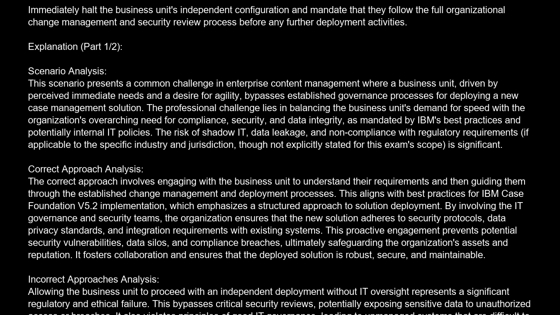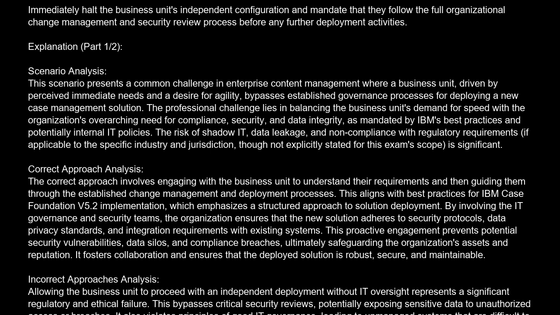Explanation. Scenario analysis. This scenario presents a common challenge in enterprise content management where a business unit, driven by perceived immediate needs and a desire for agility, bypasses established governance processes for deploying a new case management solution. The professional challenge lies in balancing the business unit's demand for speed with the organization's overarching need for compliance, security, and data integrity, as mandated by IBM's best practices and potentially internal IT policies. The risk of shadow IT data leakage and non-compliance with regulatory requirements, if applicable to the specific industry and jurisdiction, though not explicitly stated for this exam scope, is significant.